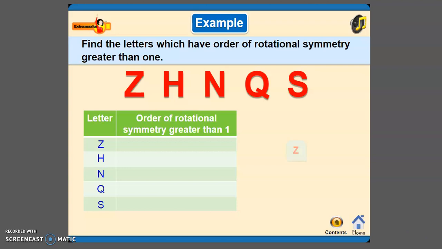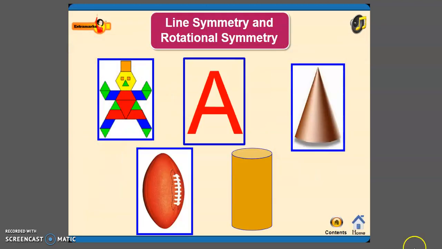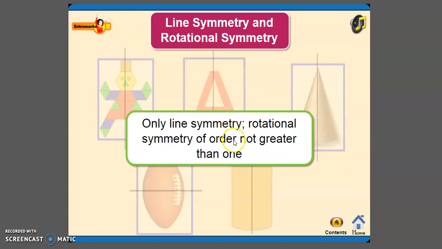In previous class, we discussed about the symmetricity of letters. Hope you remember. And today, we are going to see another picture where we have line symmetry everywhere. All these pictures have only one line symmetry, either horizontal or vertical. If we rotate it, it does not have rotational symmetry. So we can say the rotational symmetry of order not greater than 1. So it has an order of 1 only. Instead of saying that order is 1, they are stating it as rotational symmetry of order not greater than 1. Okay, children.